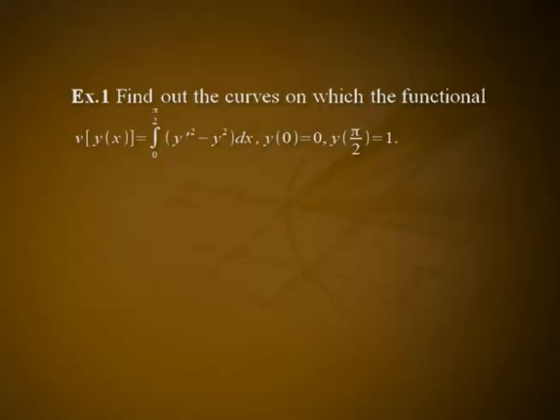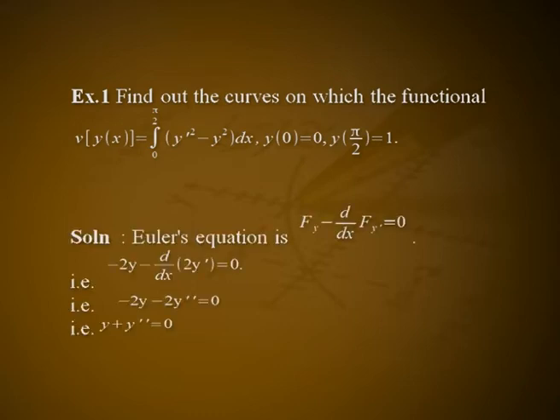Now, we consider some examples. Example 1: find out the curves on which the functional V of y of x equal to integral 0 to pi by 2 of y dash square minus y square dx, y of 0 equal to 0, y of pi by 2 equal to 1, is extremized. Solution.